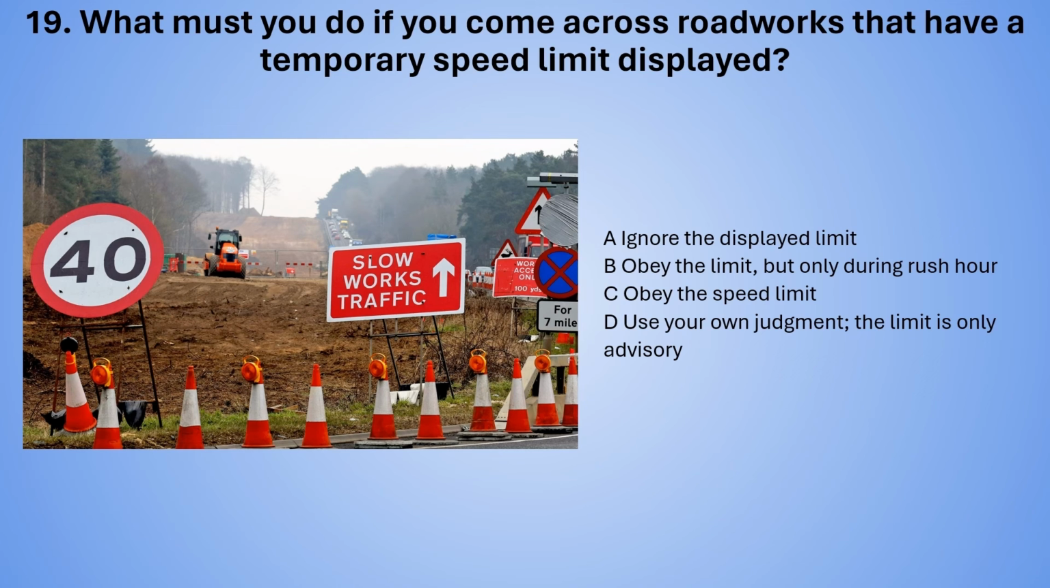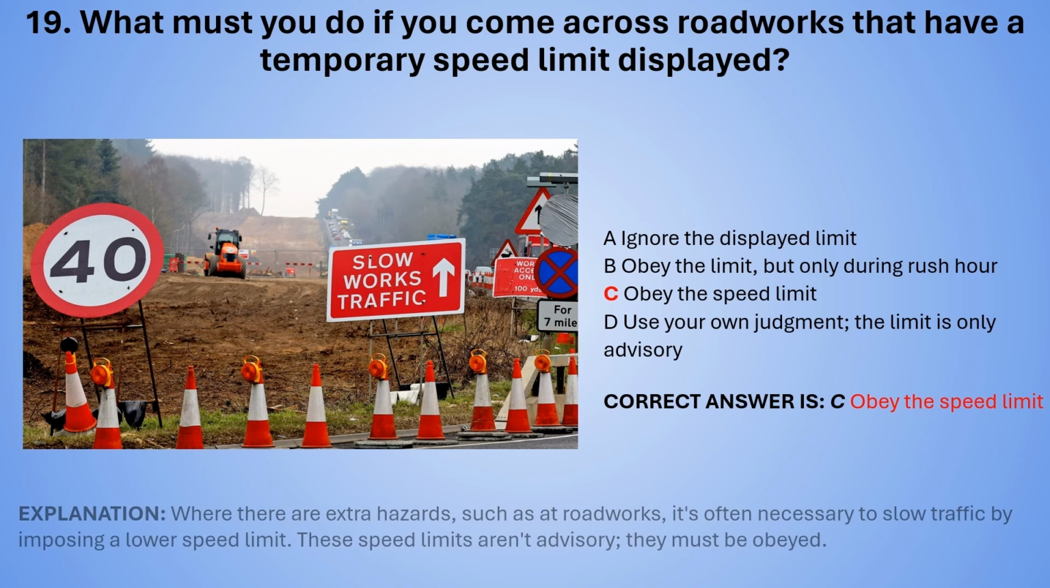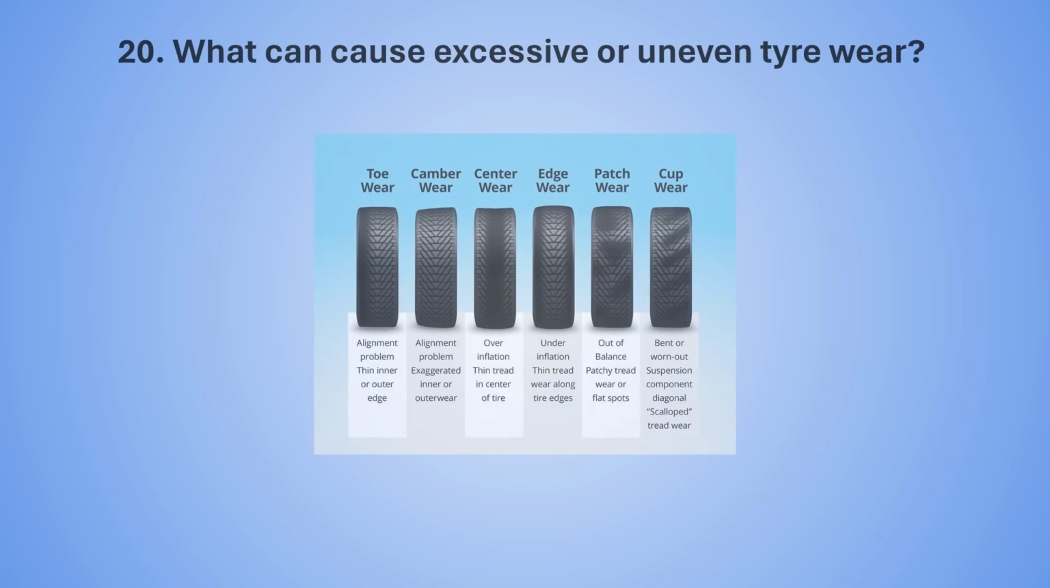5, 4, 3, 2, 1, and the correct answer is C. Obey the speed limit. Where there are extra hazards, such as at roadworks, it's often necessary to slow traffic by imposing a lower speed limit. These speed limits aren't advisory. They must be obeyed.